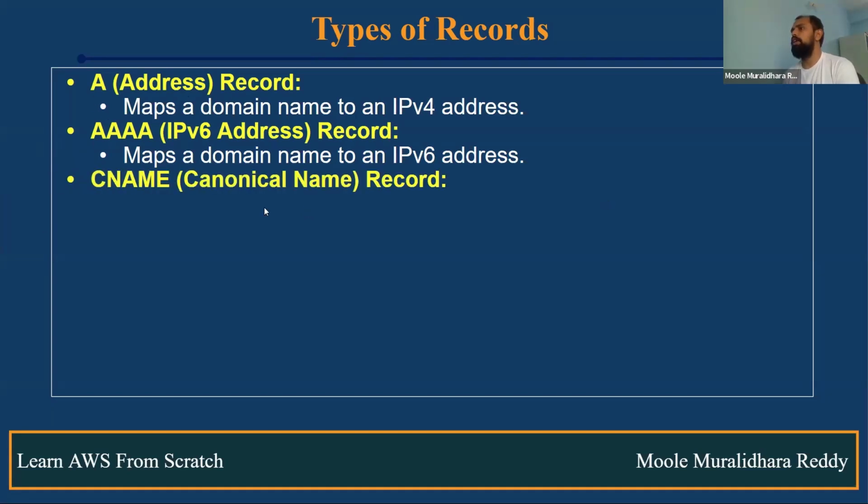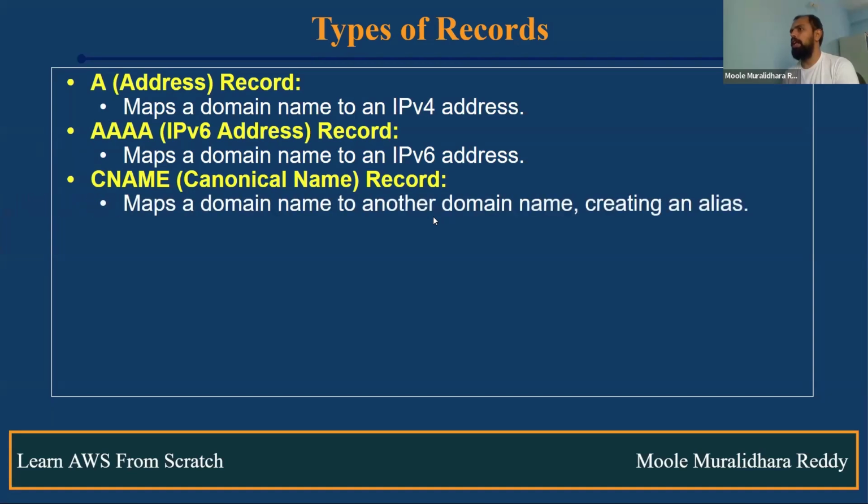And coming to the CNAME record, canonical name record. If you want to map a domain name to another domain name, creating an alias, you can use this CNAME. Let's take an example: you have one record whose name is ms-1.techwall-with-murli.in. In case you want to create murli-test.techwall-with-murli.in, even if I hit murli-test.techwall-with-murli.in, it will internally route to ms-1 only. We can map a domain name to another domain.